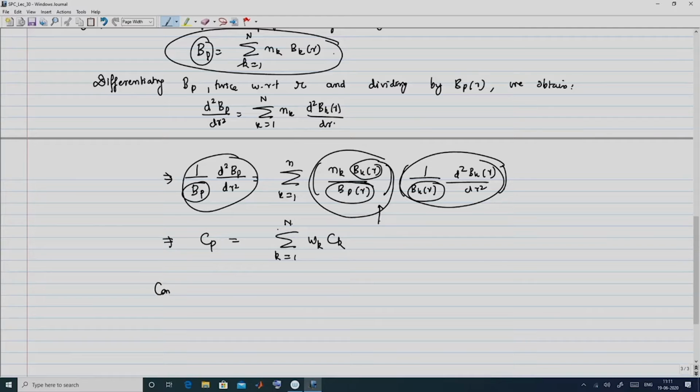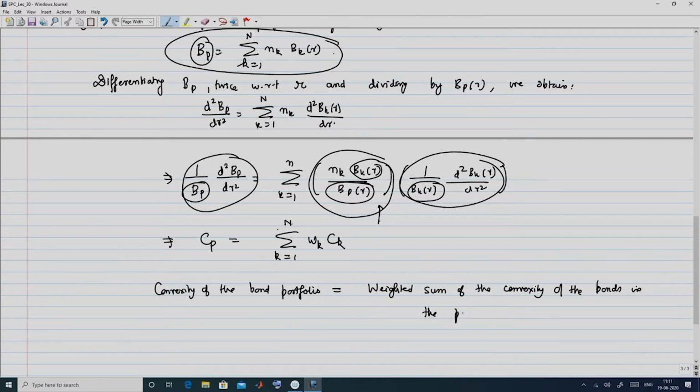So, thus the convexity of the bond portfolio is going to be equal to the weighted sum of the convexity of the bonds in the portfolio.